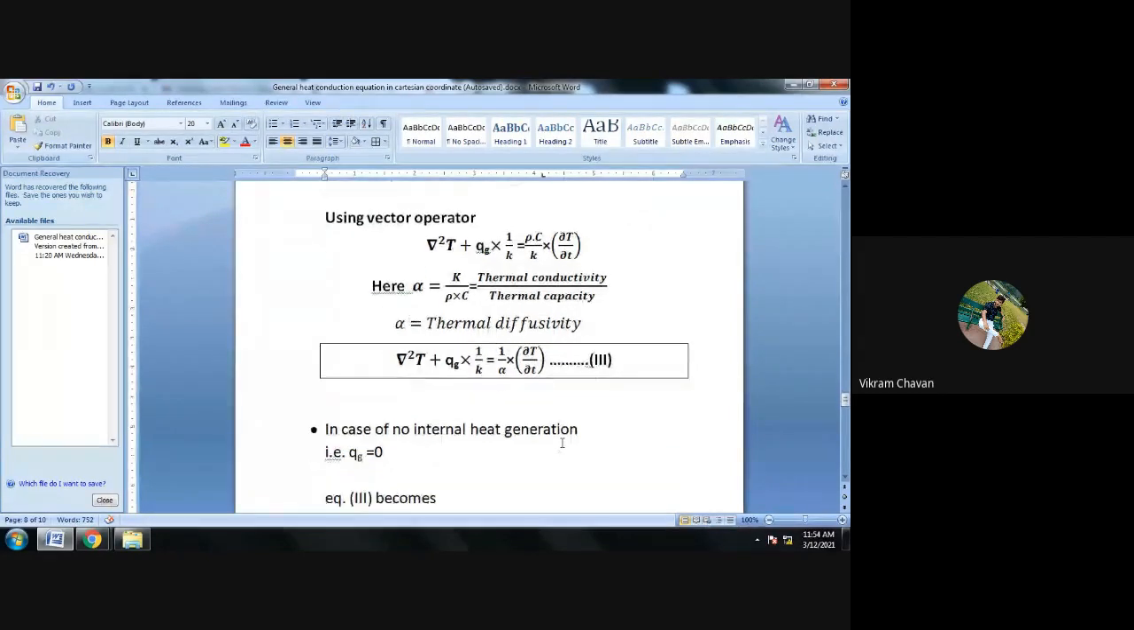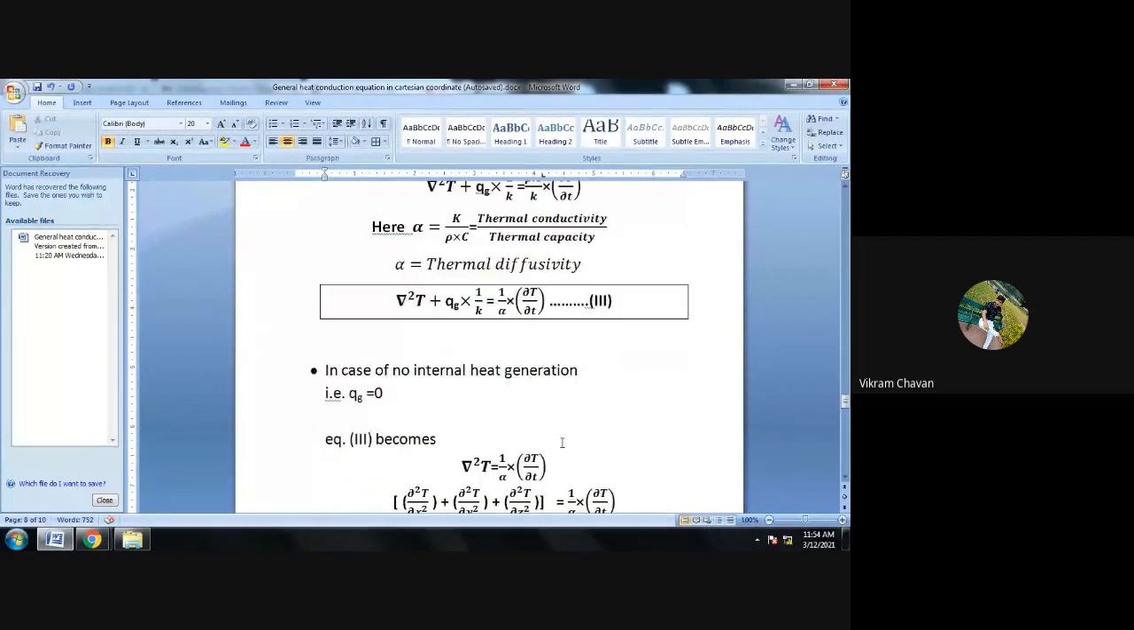So further, the next form of this general heat conduction equation. Here, what we are going to consider is the case of no internal heat generation. Up till now, we are considering that the element is generating the heat. So we are considering it is the element of any wire, or any heater. If you pass the electric current through that particular heater, then the elements of that heater will generate the heat. That is our general assumption up till now.